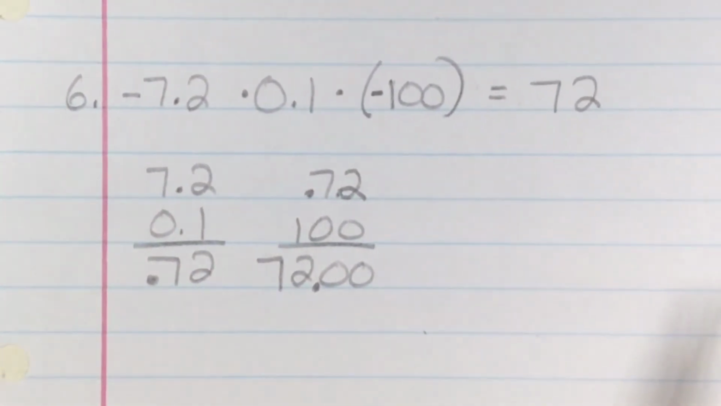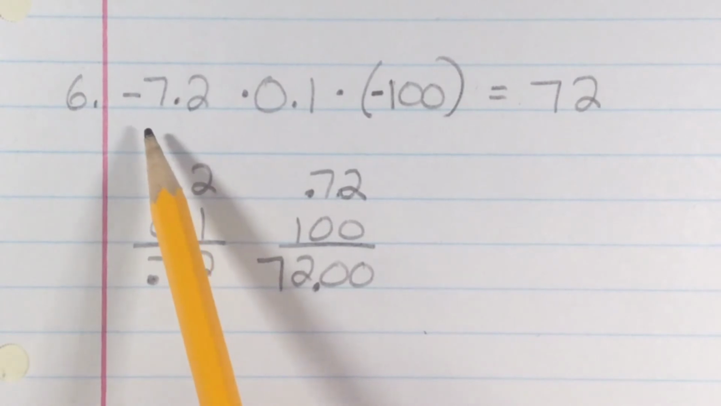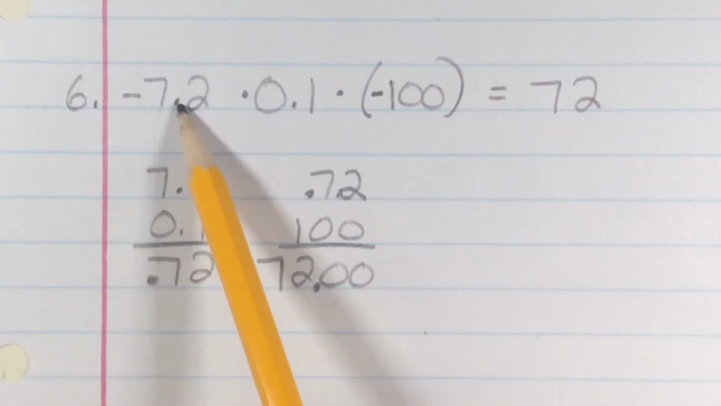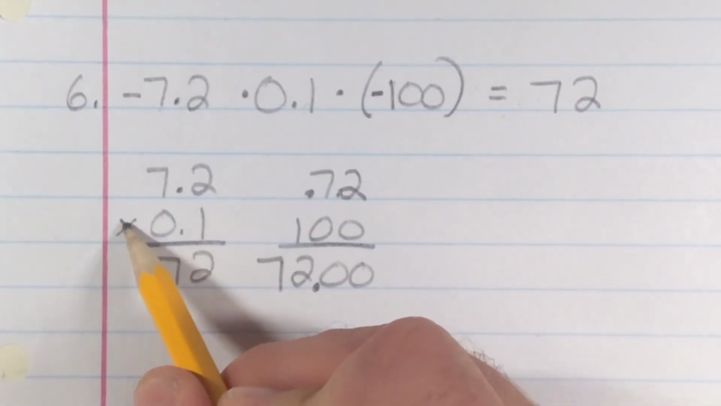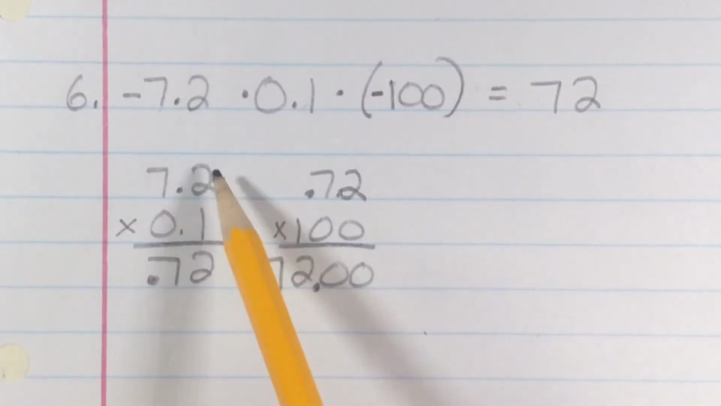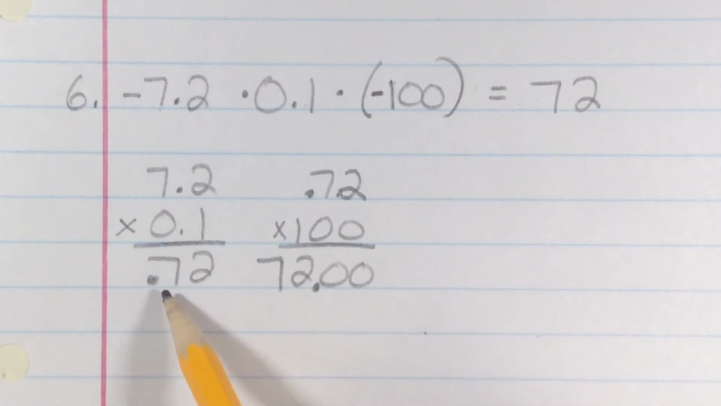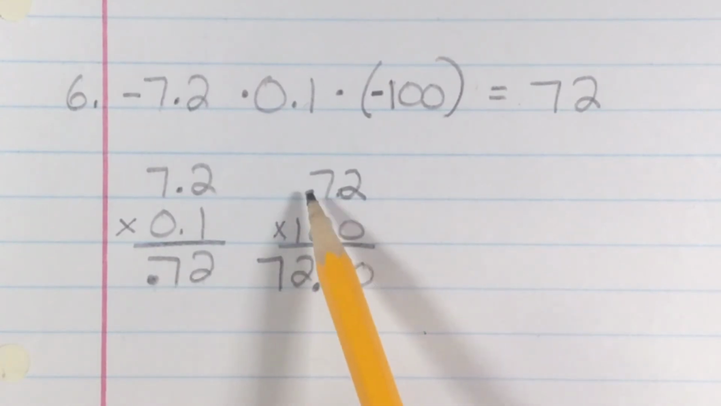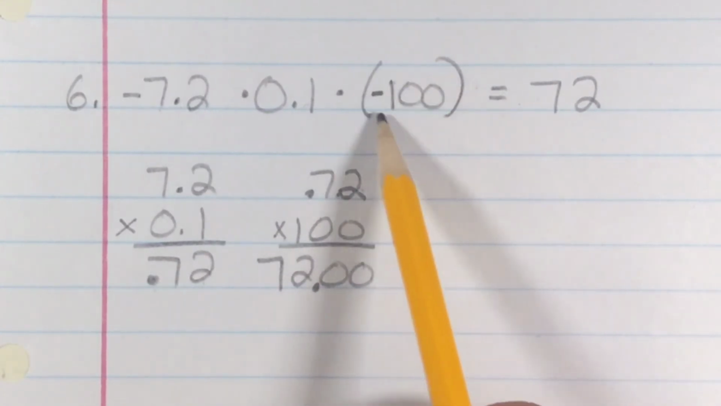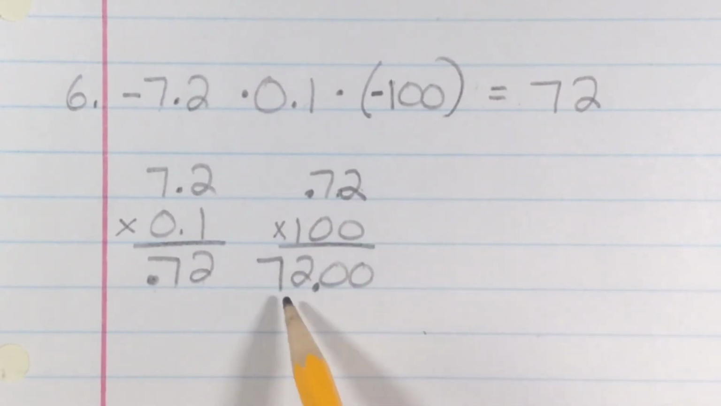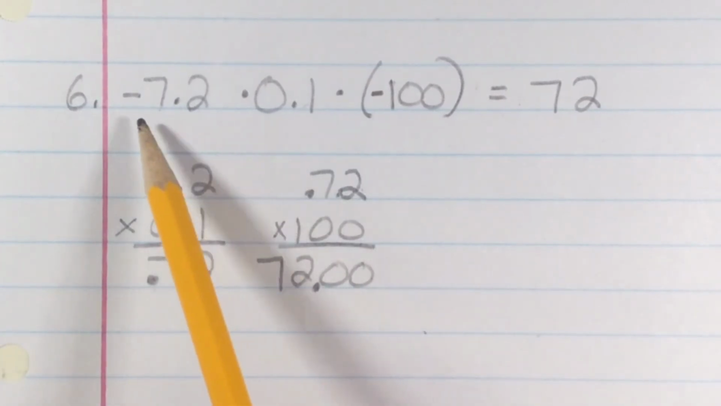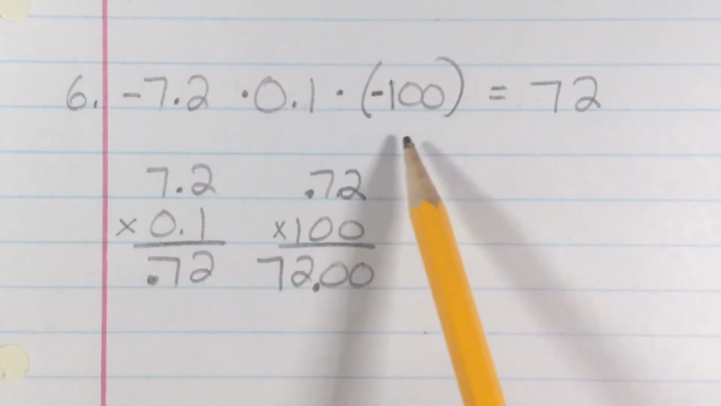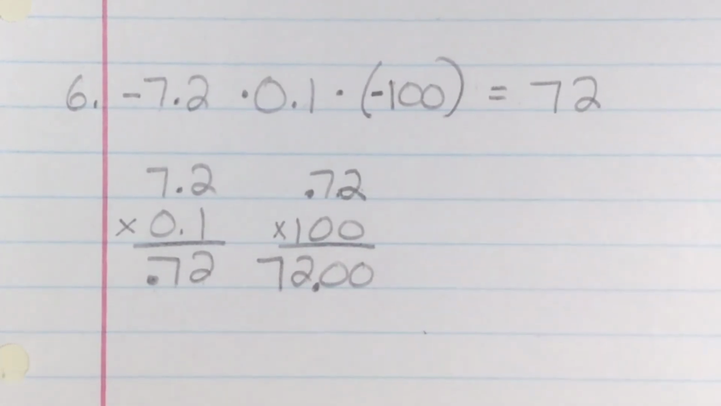And finally, again, 3 factors, decimals this time. So I multiplied 7.2 times 0.1 right here. I multiply and I ignore the decimals. And then I have 2 numbers behind the decimals, so 2 numbers behind the decimal, 0.72. I take that 0.72 and I multiply by my last factor of 100, and I get 72 because 2 numbers behind the decimal, 2 numbers behind the decimal. Those are useless, so it's just 72. An even number of negatives, so my answer is positive, positive 72.